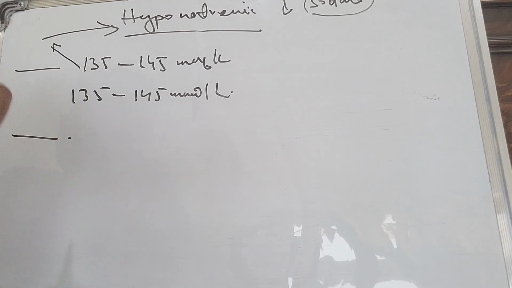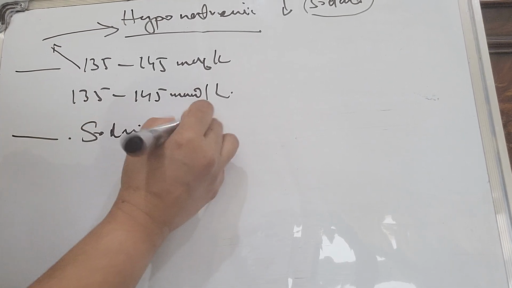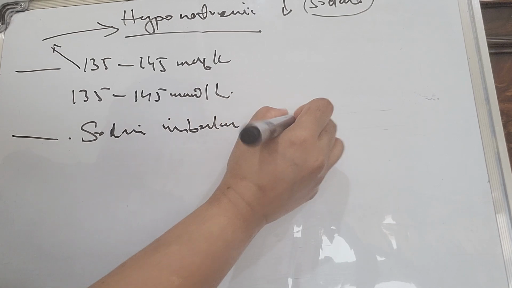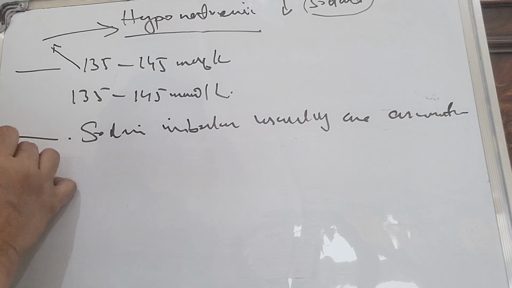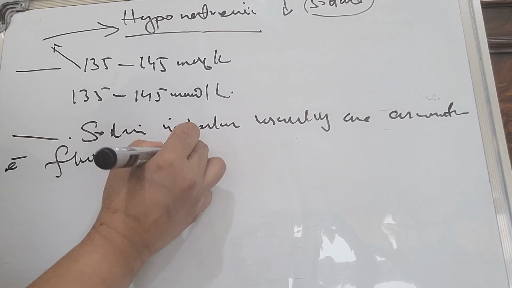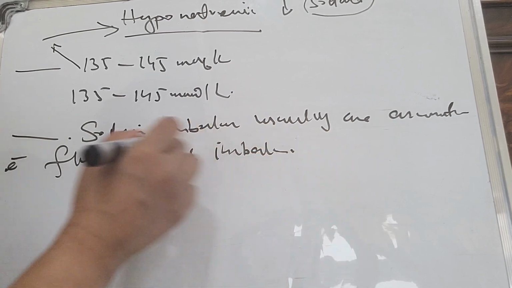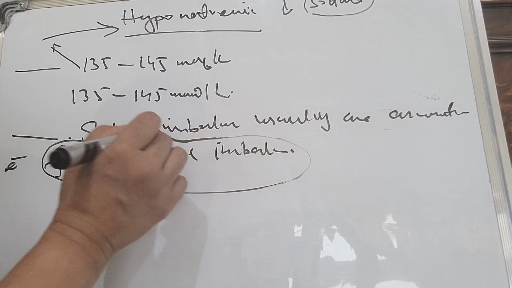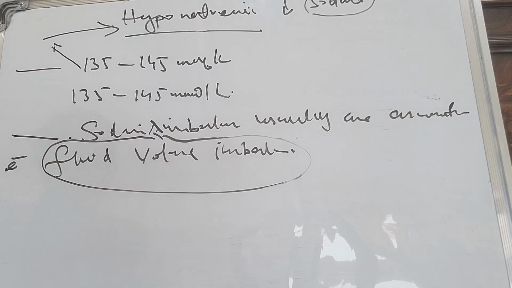And one more thing, always keep in mind that sodium imbalances are usually associated with fluid volume imbalance. What does this mean? If we have a fluid volume imbalance, it means we also have a sodium imbalance. So this is the hyponatremia definition. Now we will discuss the causes.